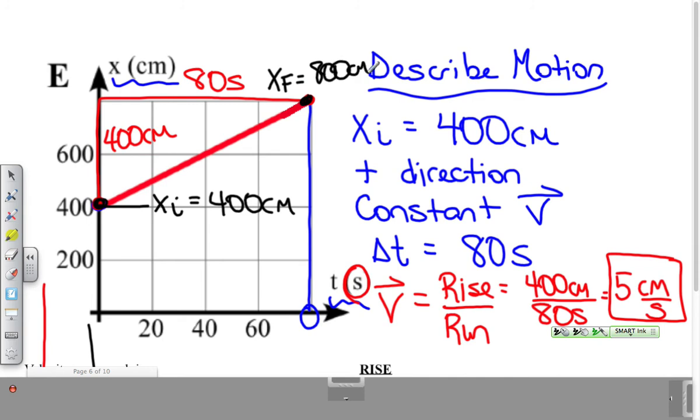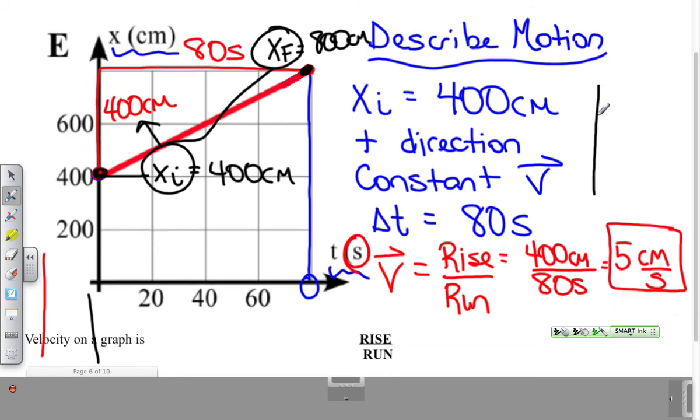Now, based on that, all I did was subtract. I took my XF and I subtracted it from my XI, which is how I got 400 centimeters in the first place. Now, it's really, really important to make sure that you always subtract XF minus XI. If you don't do that, then you'll end up with a negative number when you don't intend to end up with a negative number. Okay?